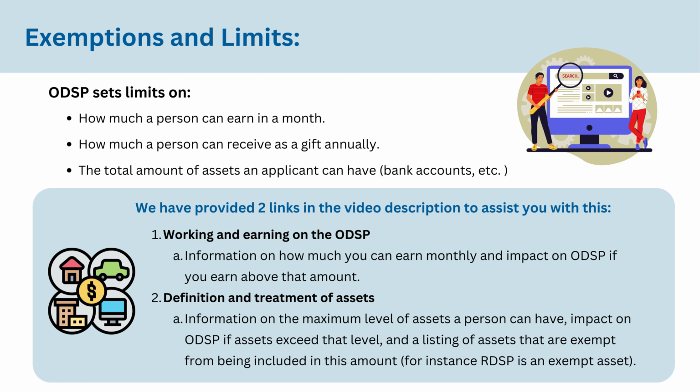If you would like more information, in the description below this video, we have provided 2 links. Working and earning on ODSP will provide you with information on how much you can earn monthly and the impact on ODSP if you do earn above that amount. Definition and treatment of assets will give you information on the maximum level of assets a person can have, the impact on ODSP if total assets are above that level, and also a listing of assets that are considered exempt and therefore are not included in the amount when calculating total assets. For instance, the Registered Disability Savings Plan and the Registered Education Savings Plan are both exempt assets.